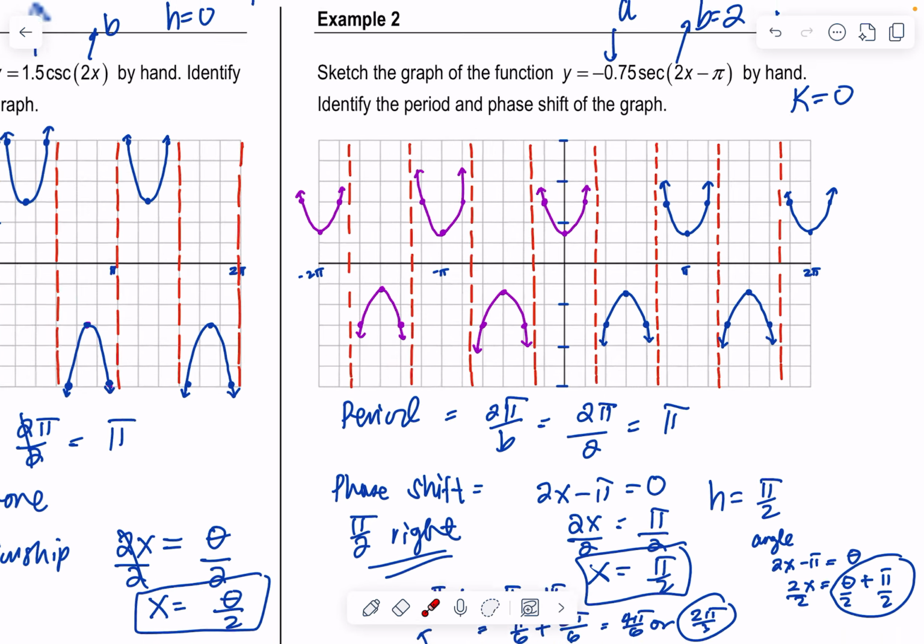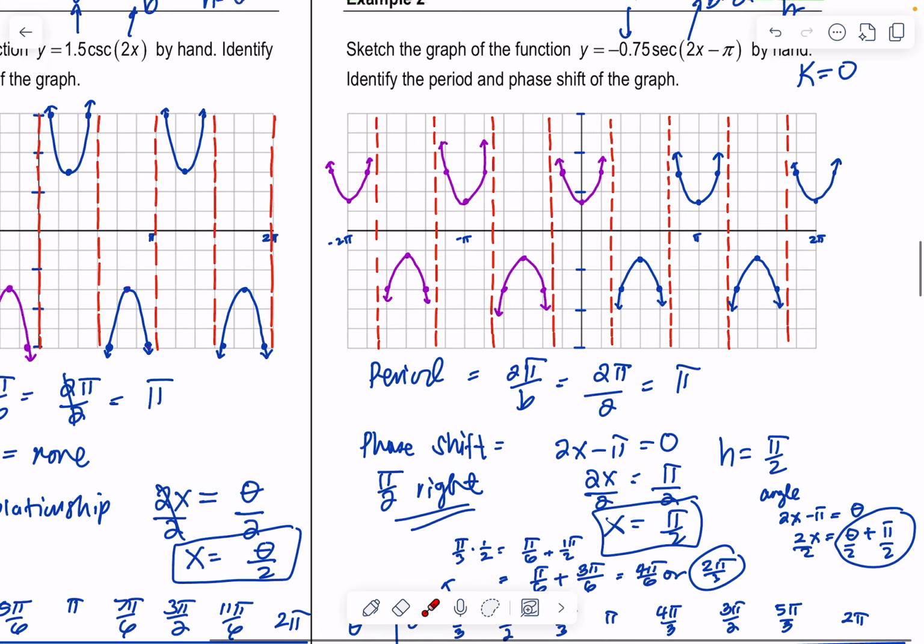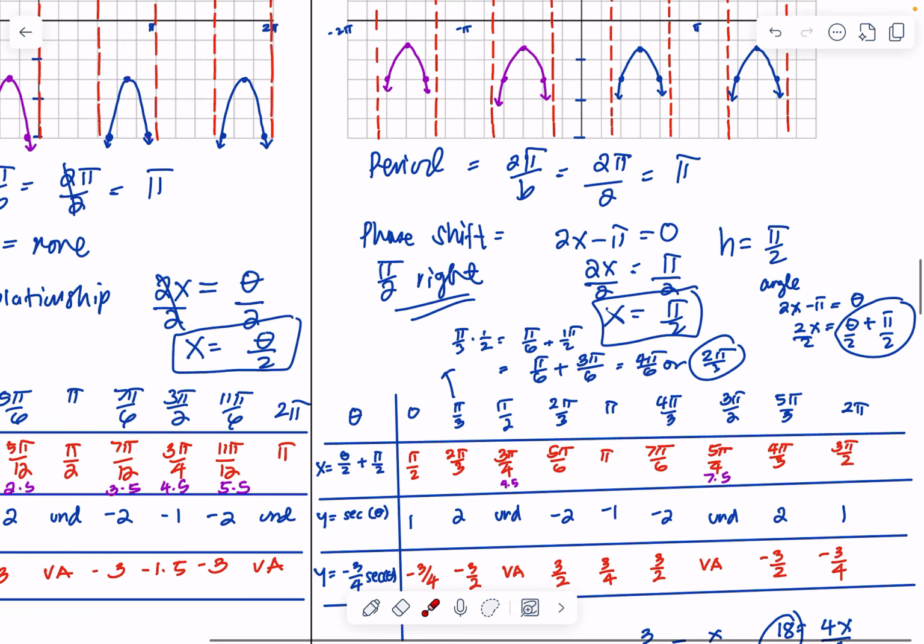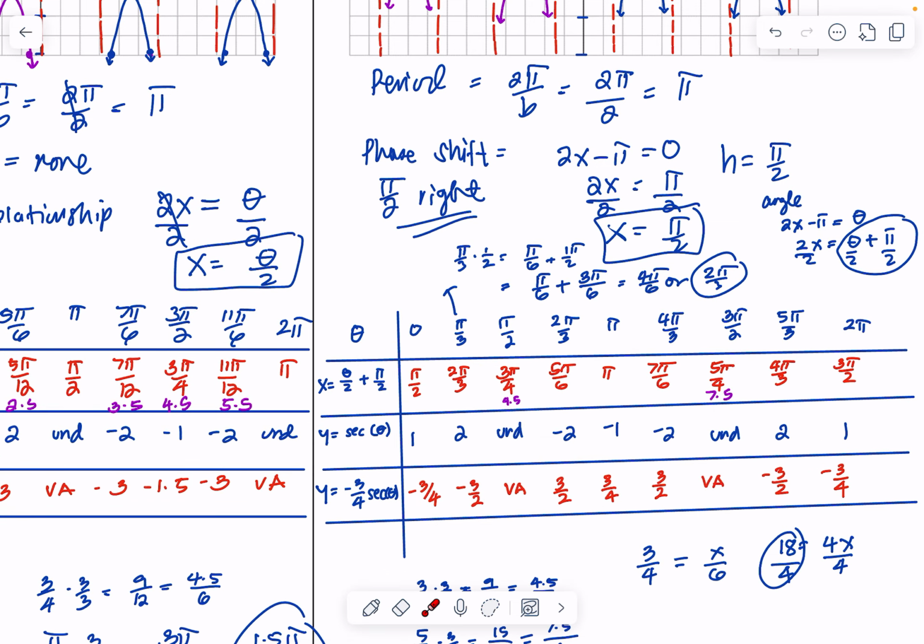So I'm hoping you're able to figure that out. If you have any questions, please let me know. And again, I got these numbers from the chart or from the unit circle, and then I multiplied each of these numbers by negative 3/4 or negative 0.75 to get all of these numbers. And I'm hoping you're able to figure out the graph.